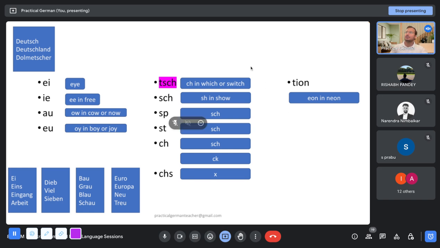Let's continue. What does dolmetscher mean? Anyone? Any idea? What does dolmetscher mean? Whenever prime ministers of one country travel to another country, let's say the prime minister of India comes to Germany, right? And he cannot speak German.